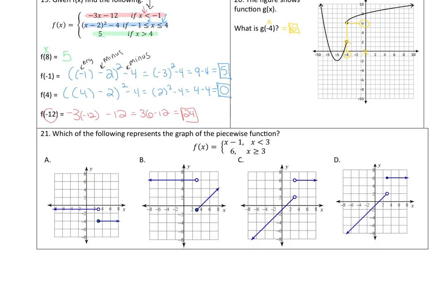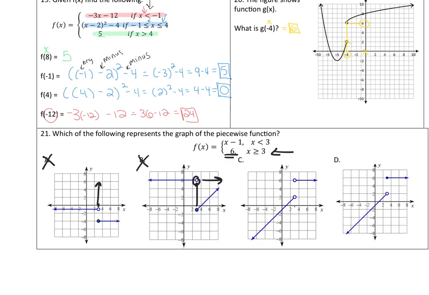21 says, which of the following represents the graph of the piecewise? Okay, so I'm going to start with the bottom piece right here. On this bottom piece, it says my graph should be constant 6 if x is bigger than or equal to 3. So if I go to 3, I should be up at 6, not A. If I go to 3, I do go up at 6, but it's an open circle, and it says that I should be getting bigger than it. So it's not B. And now I'm down to C and D.